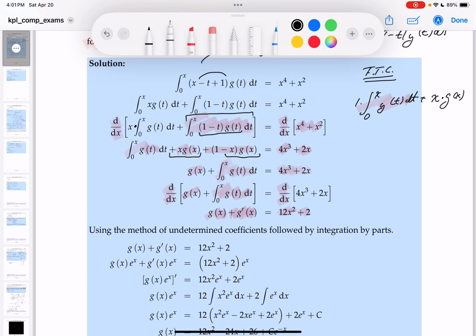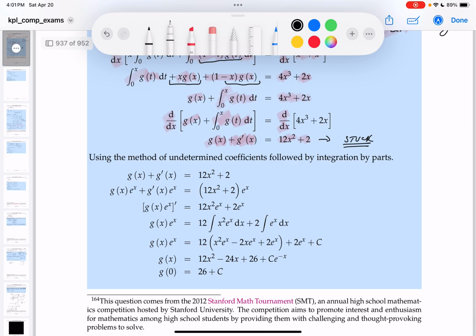Now this is the part where most people are going to get stuck. However, there is a technique, you may not know it, and people refer to it as undetermined coefficients, followed by integration by parts. Looking at this, they introduce an integrating factor, e to the x. Once they write this down and multiply both sides by e to the x, they notice that this thing is just a product rule.